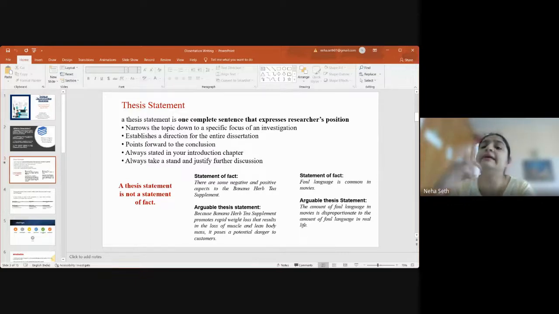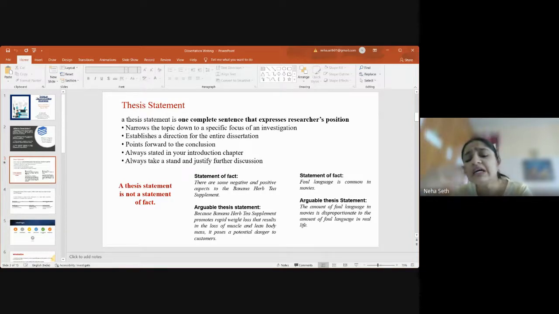Even when we are writing a research paper, our problem statement needs to be mentioned in the introduction chapter because it forms the base for any kind of academic writing work that we are doing, be it a dissertation or a research paper. Okay, and it always takes a stand and justifies further discussion. The statement should be such that it opens further discussion. So a thesis statement is not a statement of fact. We are not describing any kind of fact when we are talking about a thesis statement.